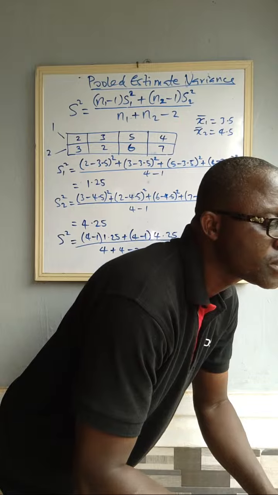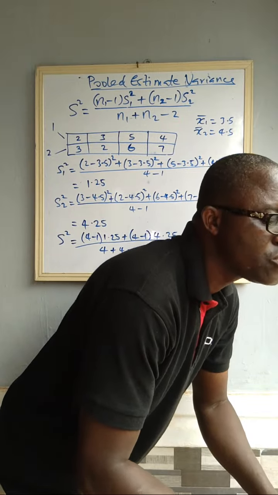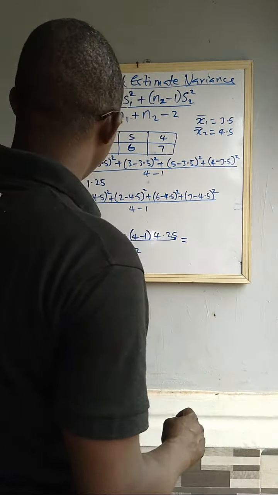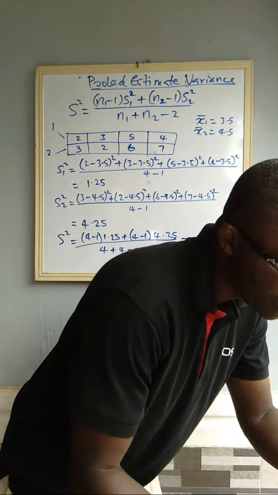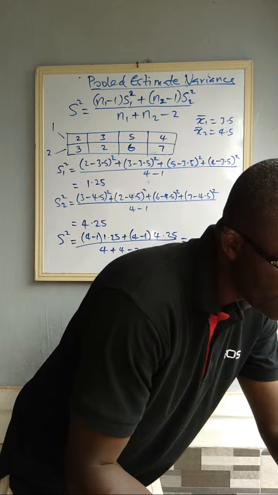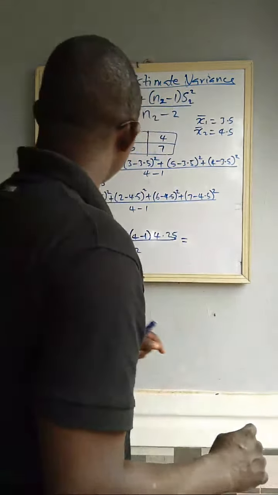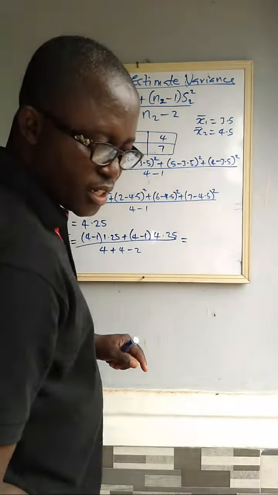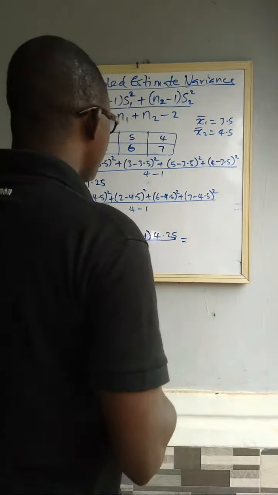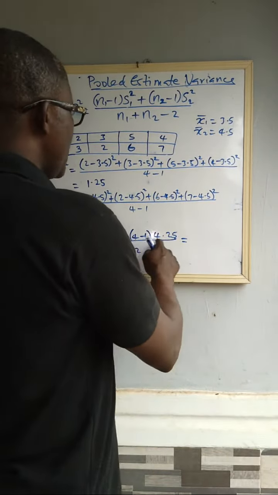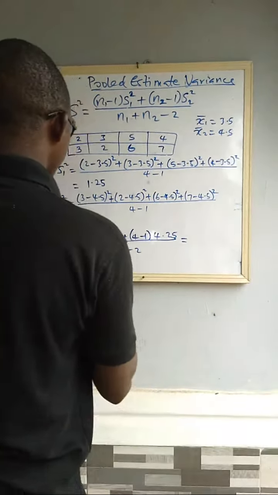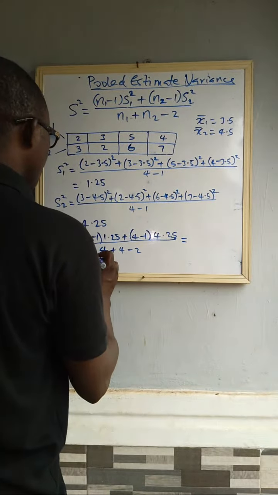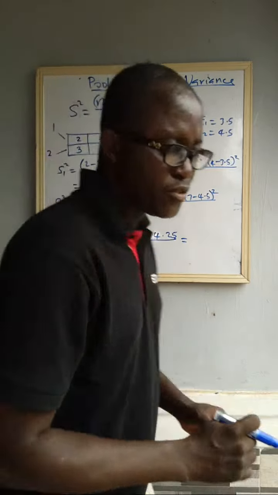So let me quickly do that one using a calculator. I want you to confirm your own answer too. I have 3 multiplied by 1.25, and that gives us 3.75. Then 3 times 4.25, plus 3.75.